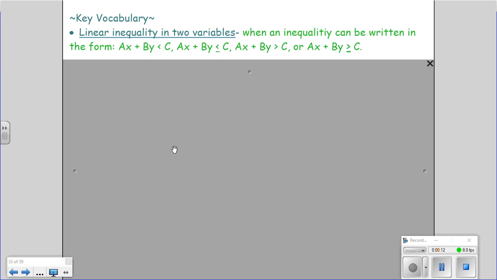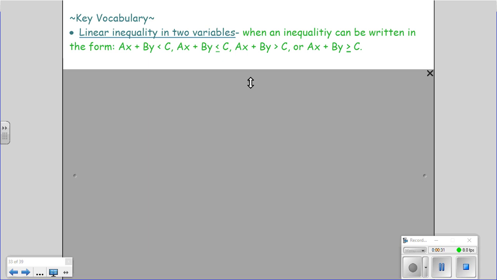A linear inequality in two variables is when an inequality can be written in the form ax plus by less than c, less than or equal to c, greater than c, or greater than or equal to c. So that's standard form of the linear equation or inequality.